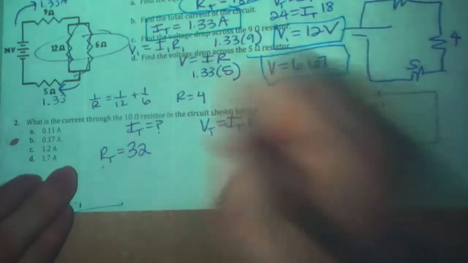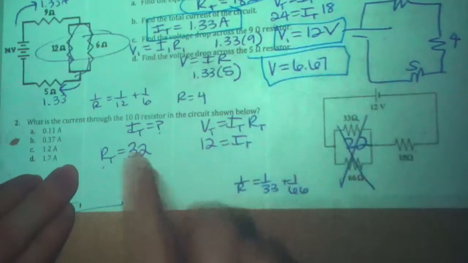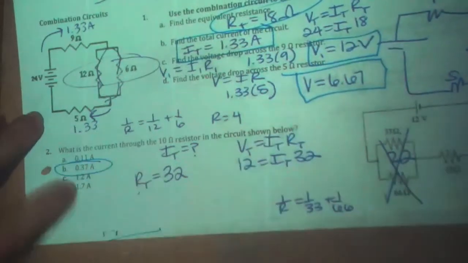And now we can plug in. Total voltage is 12, I total, R total is 32. Divide over and you get 0.375, so this one.